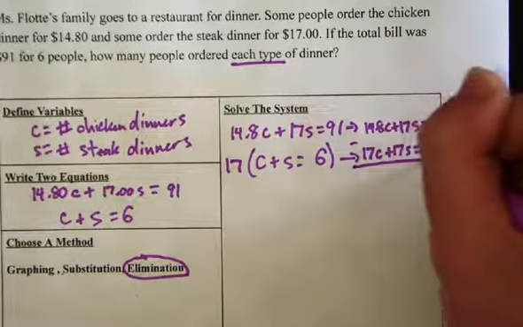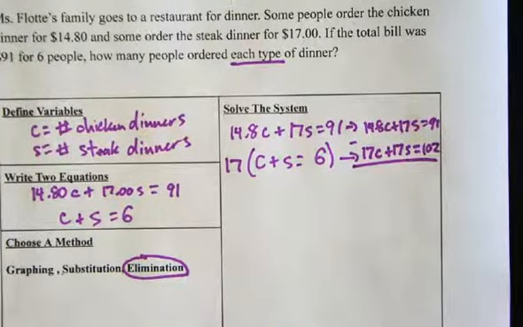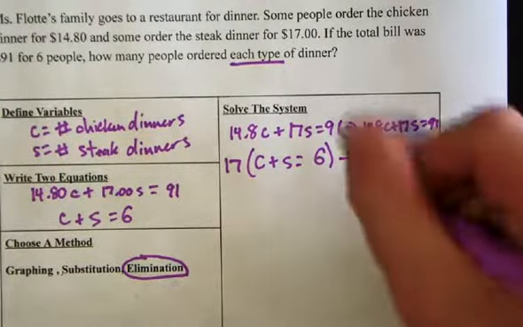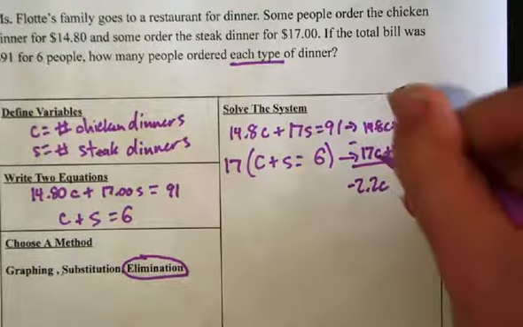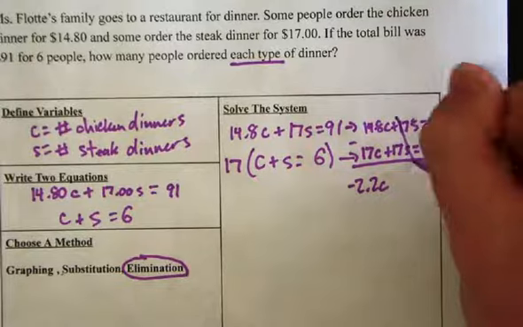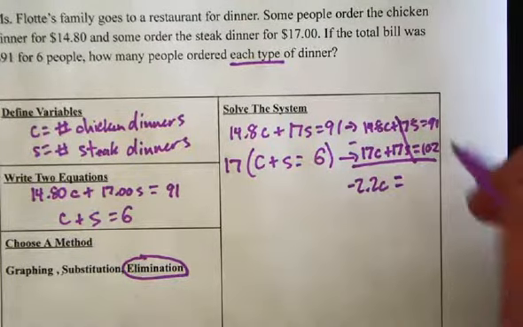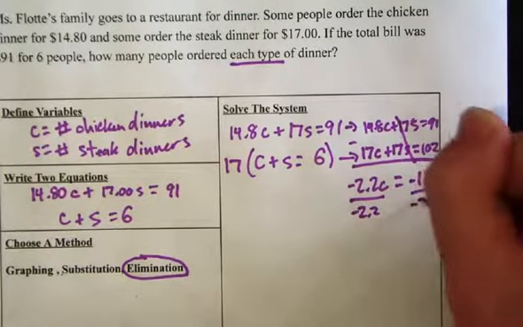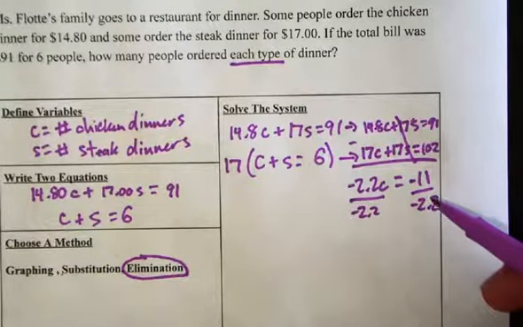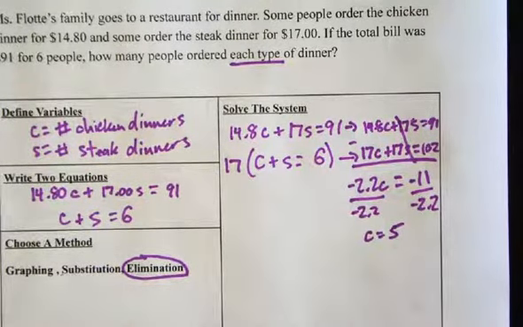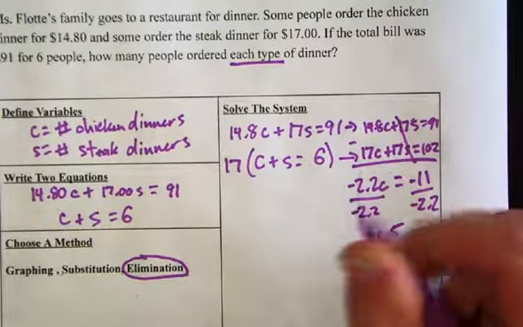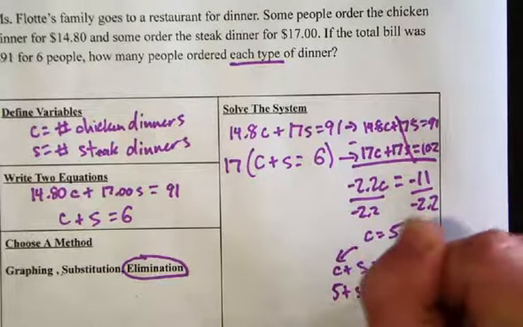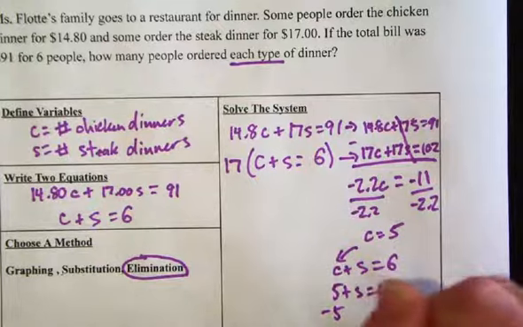Subtract. Okay? So negative 14.8c minus 17c is negative 2.2c, right? Negative 2.2c. Our s's cancel, and that equals 91 minus 102, which is negative 11. I can divide by negative 2.2, and I don't need a calculator because this is straightforward. C equals 5. Number of chicken dinners is 5. Well, now this is pretty easy, right? C plus s equals 6. Plug 5 in here. 5 plus s equals 6. Subtract 5. And s equals 1.